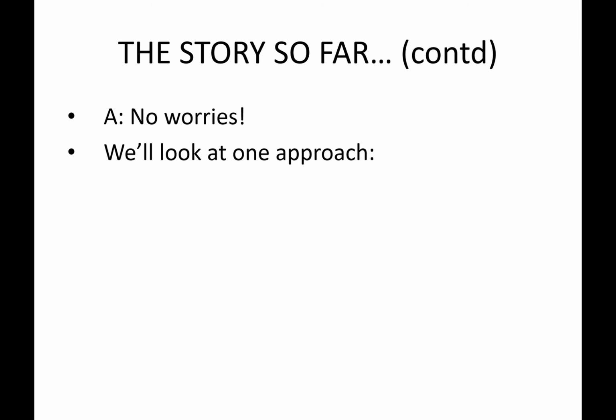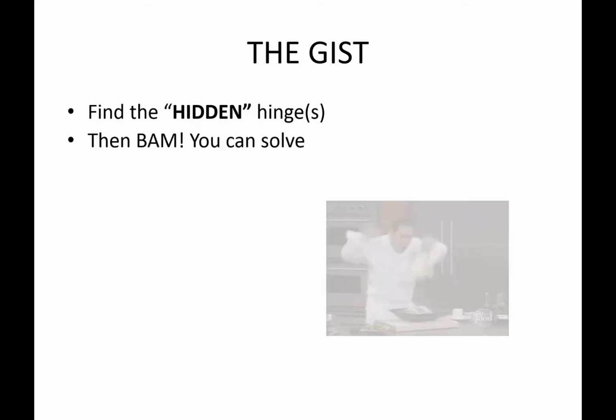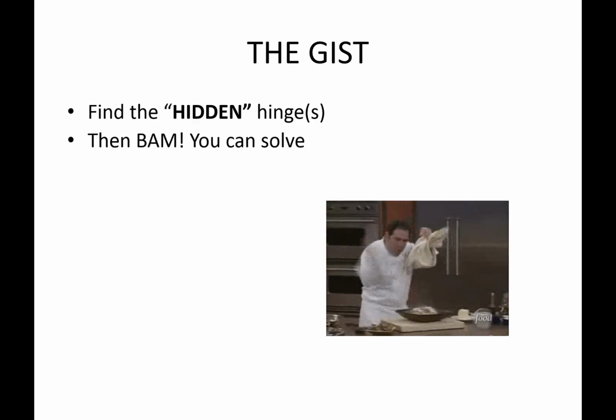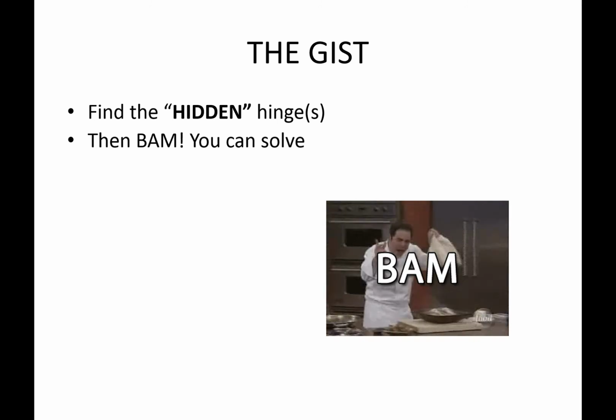Well, we're going to use one approach, at least for this topic. And this approach we'll identify as the approximate method. The idea behind the approximate method is as follows. Are you ready for it? You basically find hidden hinges, and then bam, once you find these hidden hinges, you can solve the question, right? Remember how we used hinges previously to solve questions that appear to be indeterminate. We'll do the same thing here.